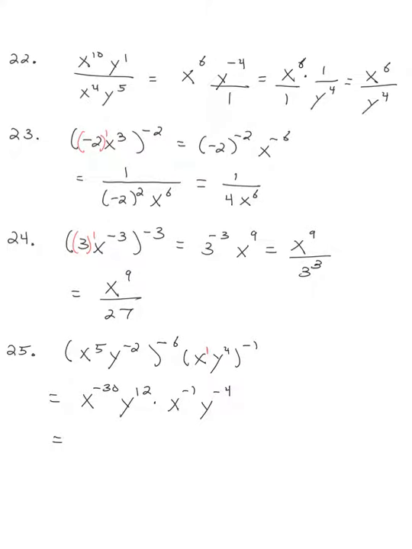Before I start moving around things between numerators and denominators, these x's, I can simply add those exponents together. Negative 30 plus a negative 1 is x to the negative 31. And y to the 12th plus y to the negative 4th, it's 12 minus 4, that is positive 8. I can now say that the final answer is y to the 8th. That goes nowhere, but x becomes positive 31 if I move it to the denominator.